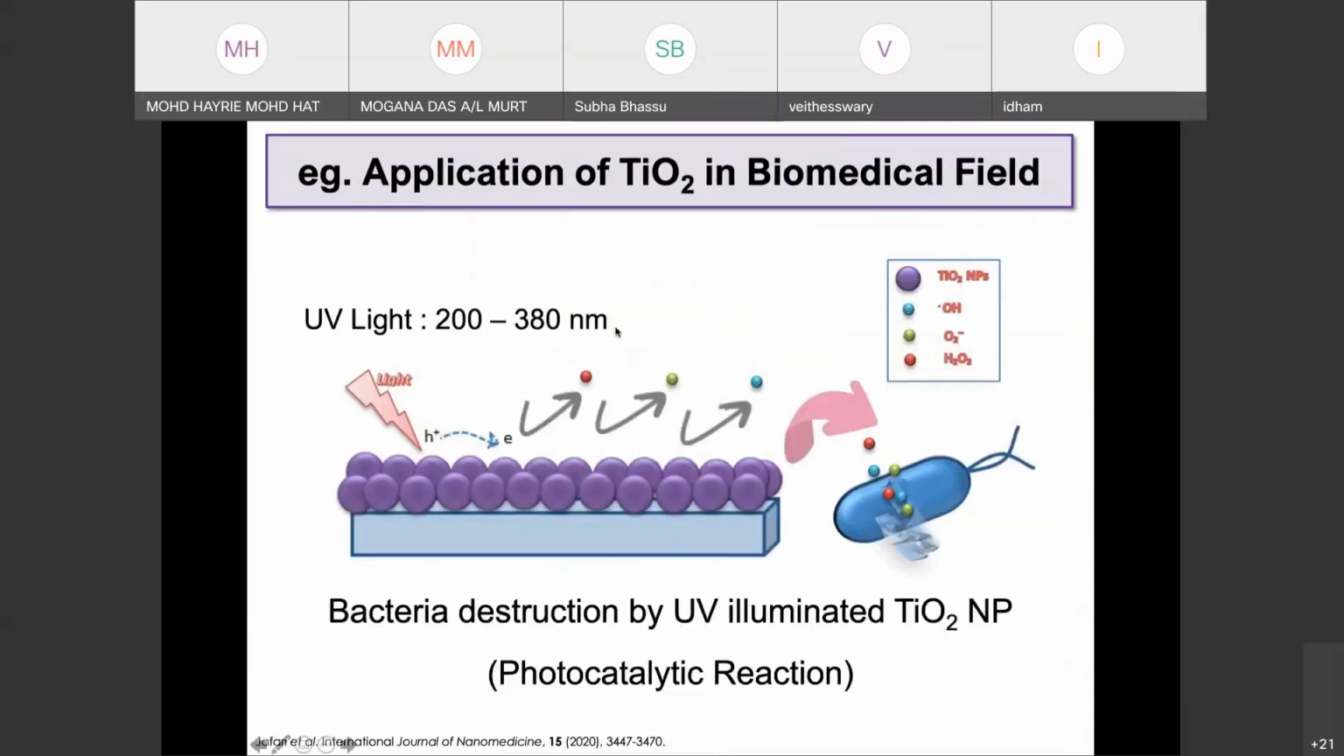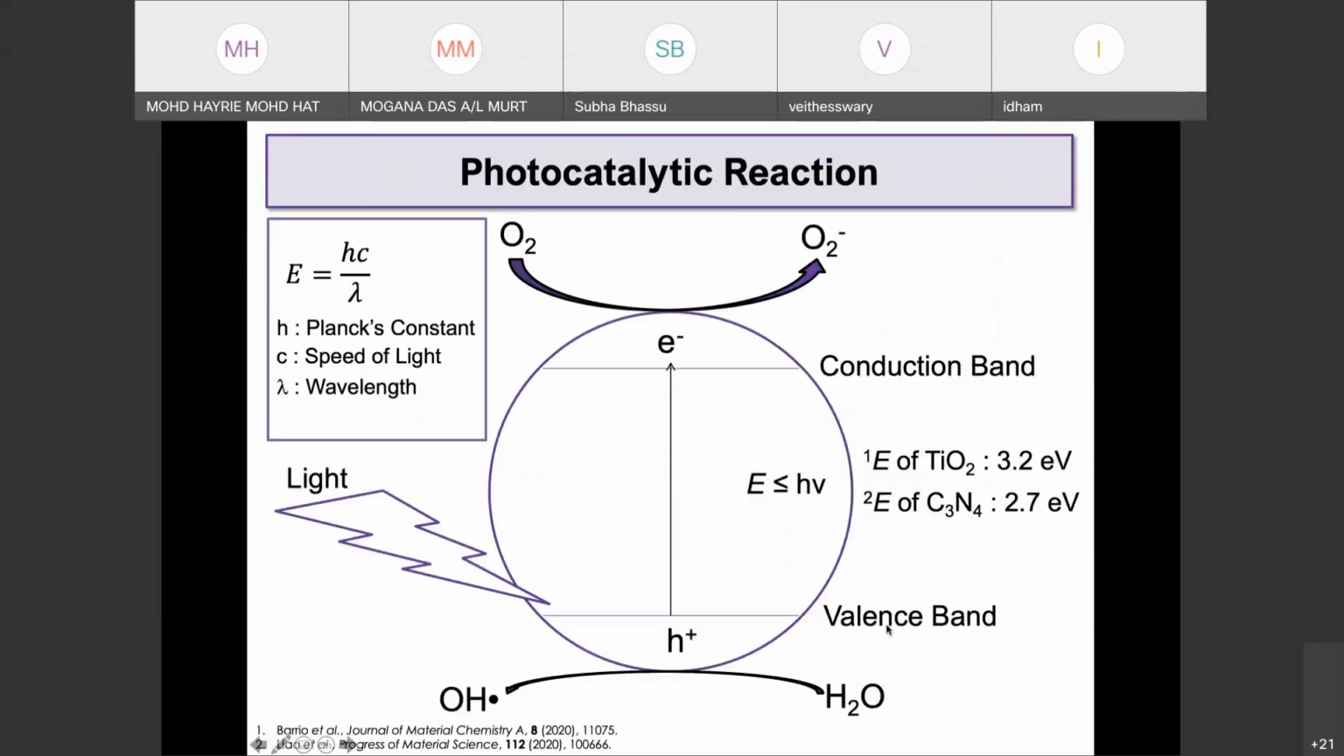Okay. So, for example, the application of titanium dioxide in the biomedical field. The purple part here is titanium dioxide. When it receives light, the electron will be excited to the excited state, and thus the photocatalytic reaction happens. It produces superoxide and hydroxyl radical. This hydroxyl radical and superoxide will then attack and destroy the bacteria. So basically it is based on the photocatalytic reaction.